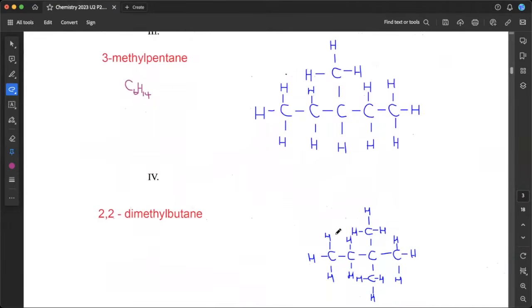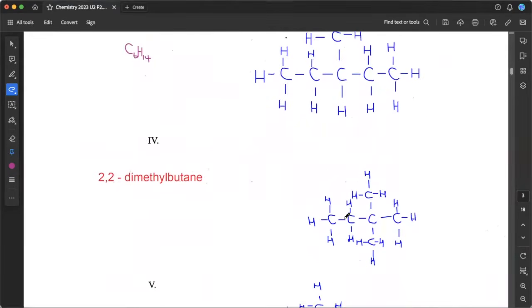Now I have this one where my longest chain is made of 4 carbons. On my second carbon, I have a methyl group here and a methyl group here. So if I were to name this one, on my second carbon I have a methyl group, and also on the second carbon I have another methyl group. So this is 2,2-dimethylbutane, because my longest chain is made up of 4 carbons.